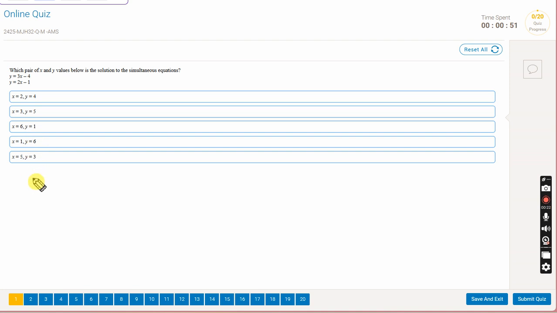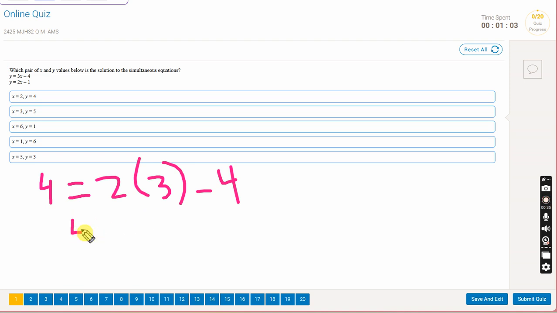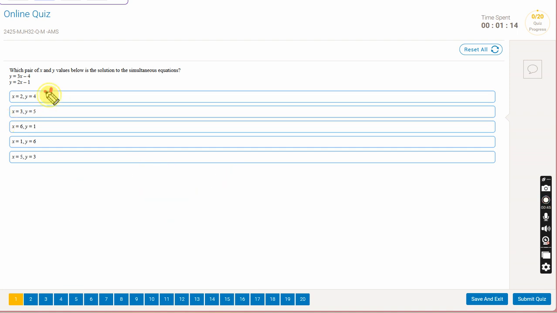So x equals 2. If I do that, 4 equals 2 times 3 minus 4. Minus 4, right? So what will this give me? 4 equals 6 minus 4. The left and the right are not equal, so I can't choose this one. Even if one of the equations is incorrect, stop right there.